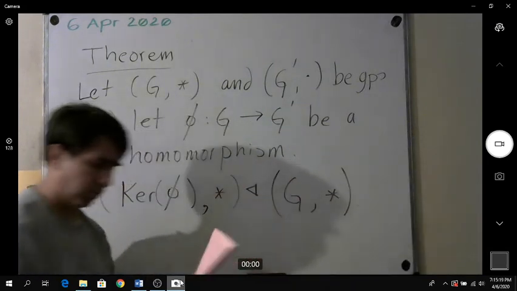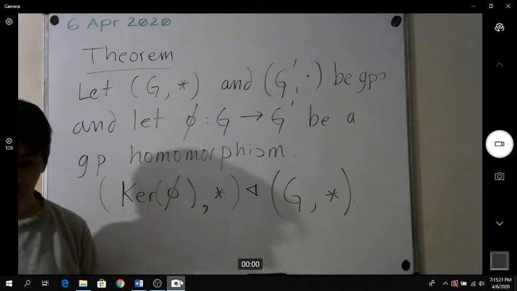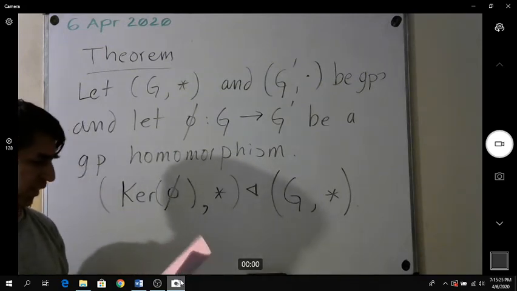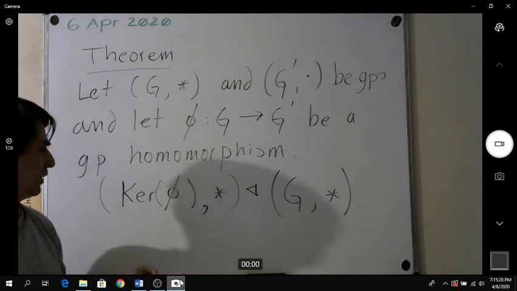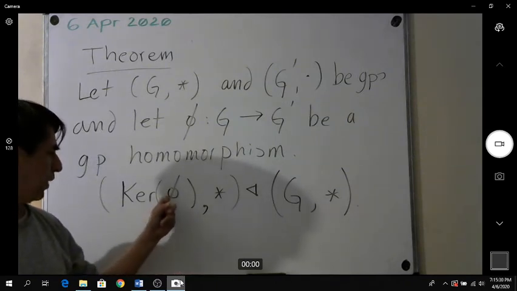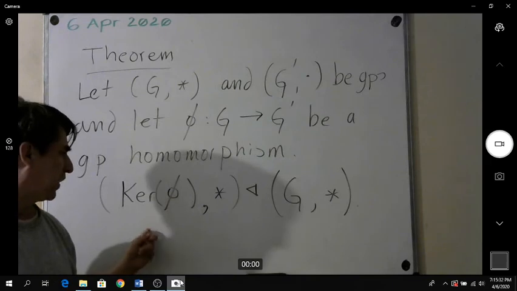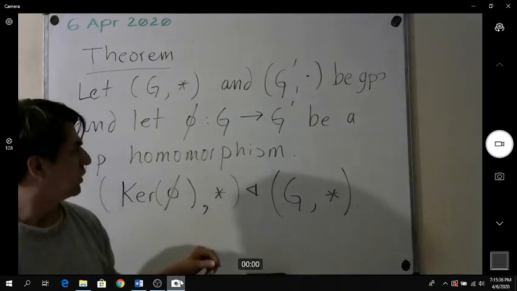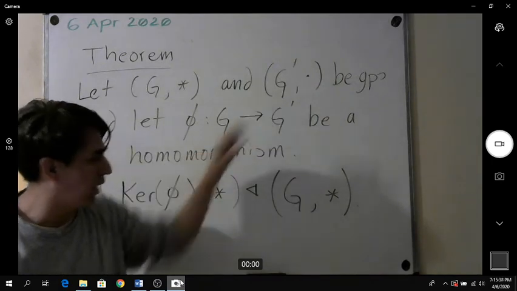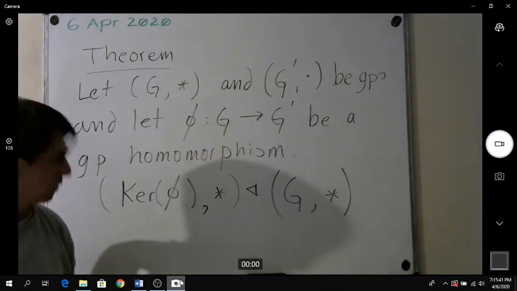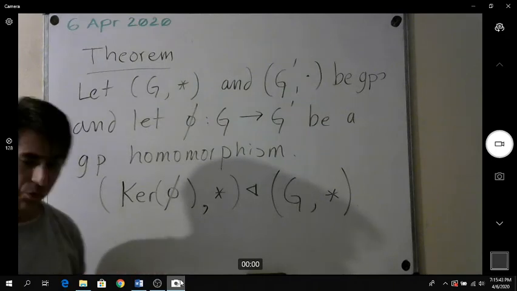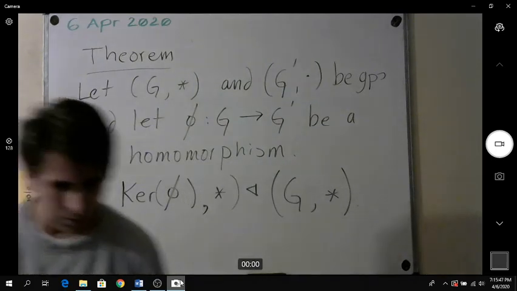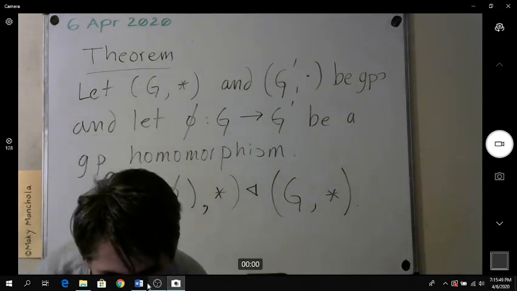Okay, so we will write a proof of this in a separate installment. Basically, what you need to show is that for all elements x such that phi of x is the identity in G prime, left cosets and right cosets are identical. Okay, that concludes this particular installment.